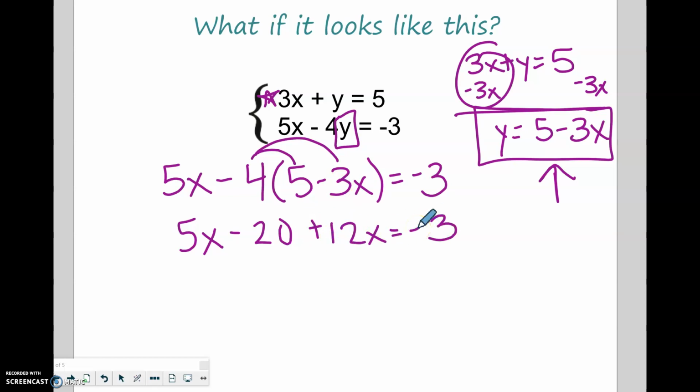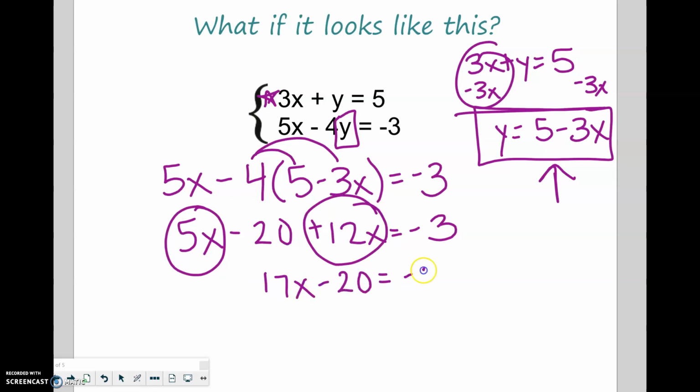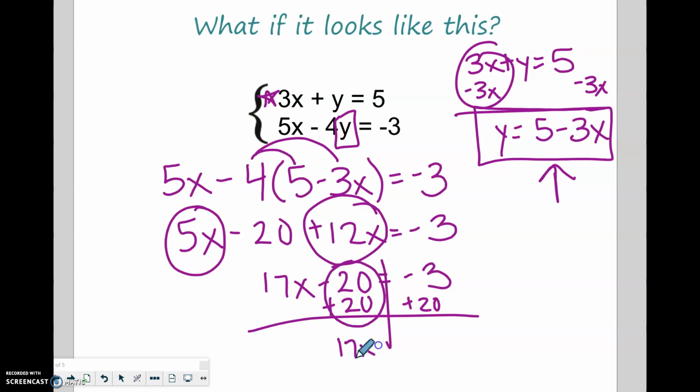I'm going to combine the 5x and this 12x. So I get 17x minus 20. And then I'm going to add 20 to both sides. So that makes that go away, 17x. Negative 3 and 20 is 17. So when I divide by 17, I'll get that x is equal to 1. So there's the x value.